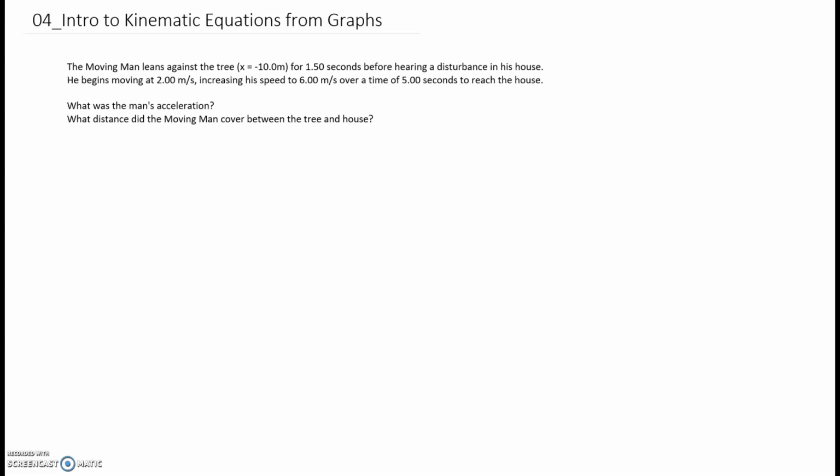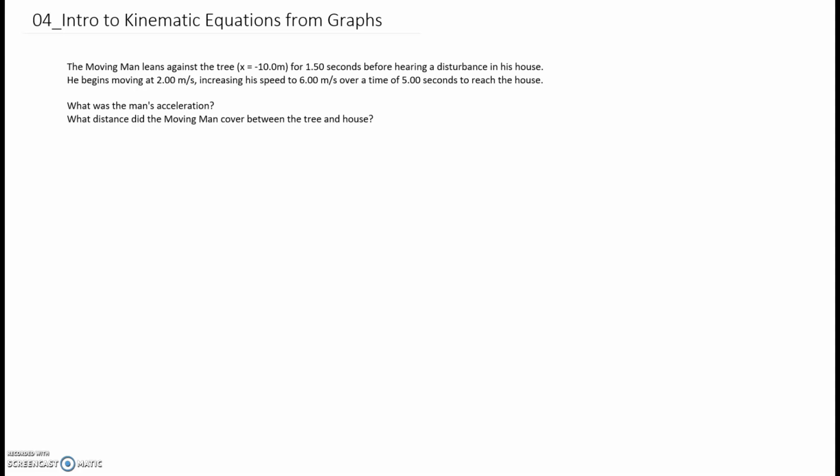We have a situation here where the moving man leans against the tree at a position of -10 meters for 1.50 seconds before hearing a disturbance in his house. He begins moving at 2.00 meters per second, increasing his speed up to 6.00 meters per second over a time of 5 seconds in order to reach the house and investigate. We're asking what was the man's acceleration and what distance did the moving man cover between the tree and the house.